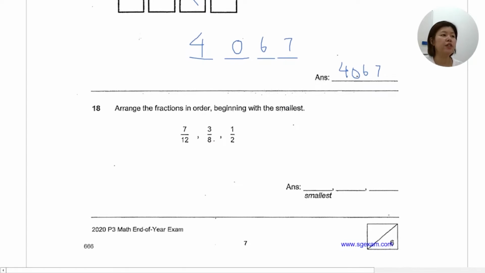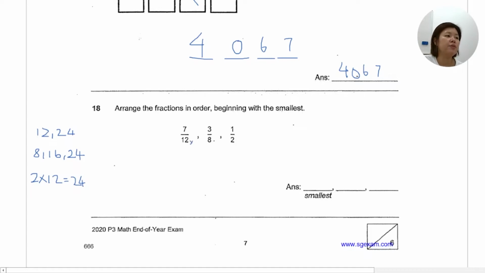Next, arrange the fractions beginning with the smallest. Before I can do anything, I need to change to the same denominator. So denominators 12, 8 and 2. So 12 times table we have 24. And then 8 times table we have 24. Okay, and 2 times table, yes, 2 times 12 also gives you 24. So let's make them the 24.